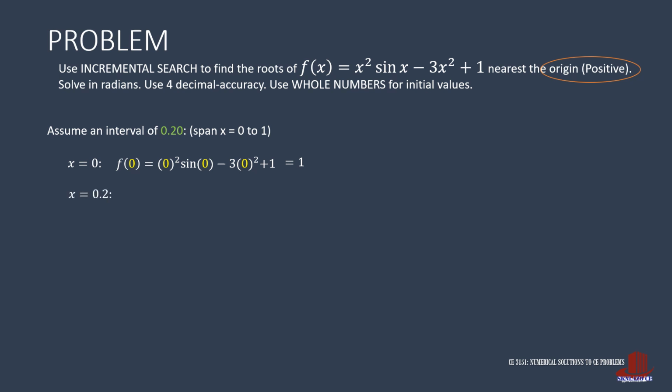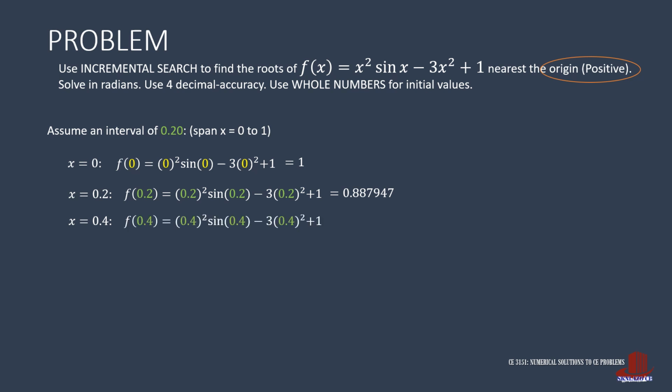We have 0.2 squared with sine of 0.2 minus 3 of 0.2 squared plus 1, giving 0.887947. Next, we take 0.4. Placed into the function makes it 0.4 squared with sine of 0.4 minus 3 times 0.4 squared plus 1, giving 0.582307, which is still a positive and still far from 0.